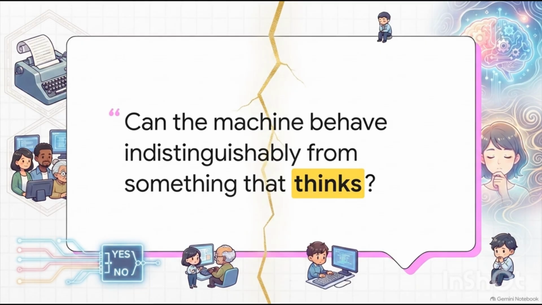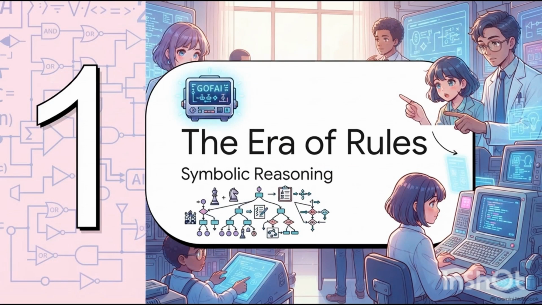By focusing entirely on observable behavior, he established the enduring fault line of AI. I mean, from 1950 all the way to today, the entire field has been completely split down the middle, observable behavior on one side and internal subjective experience on the other. So let's dive into part 1, the era of rules.